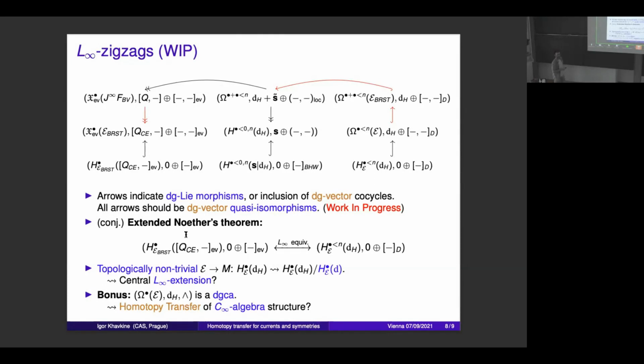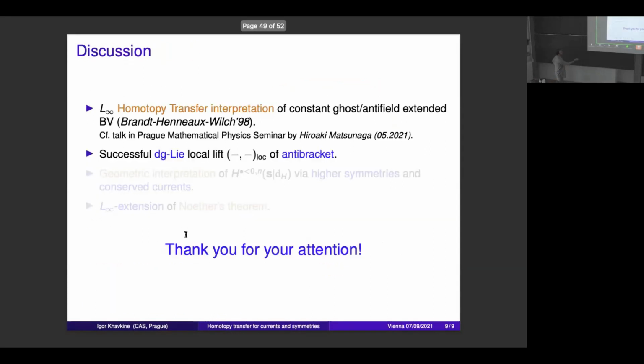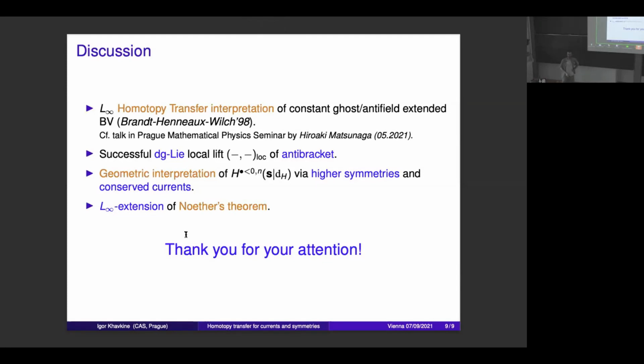So I think I should probably end here. I just want to make a very short note: we've been talking about L infinity algebra structures, but when you talk about local forms, they have a differential graded commutative product, the wedge product of forms. And there's an analogous theory for homotopy transfer of differential graded commutative algebra structures, which in this transferred form will be called C infinity algebras. I think that is something that nobody has yet considered. And it would be interesting to see if one can actually determine what the C infinity algebra structures are for these cohomology spaces. Okay, so with that, I will just finish, and thank you for your attention.